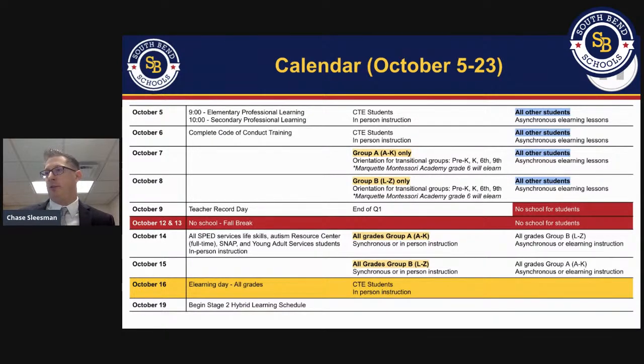October 14th, we have all SPED services start, all grades in Group A. We'll begin synchronous or in-person instruction, and then Group B will be at home. And then we switch on October 15th for Group B, coming into the buildings, in-person instruction, and then Group A will be doing their e-learning. So we do have some time to build in.